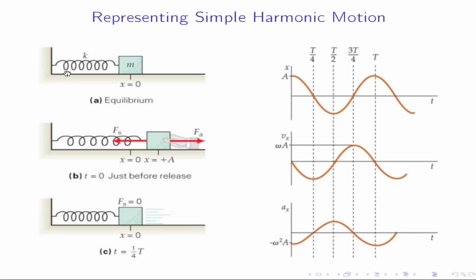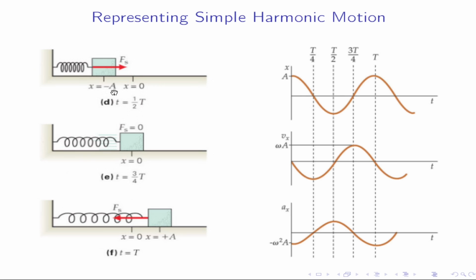Now we can represent simple harmonic motion. This is a spring and mass system. x equal to 0 is the equilibrium point. I am pulling the mass in the direction F a, that is the applied force. At the same time, there is a spring force F s in the opposite direction. This is at t equal to 0. So in the graph, at this point, x is equal to A, the amplitude. And when I release, it reaches x equal to 0. At that time, the spring force is 0. That means it reaches this point, t equal to T by 4.